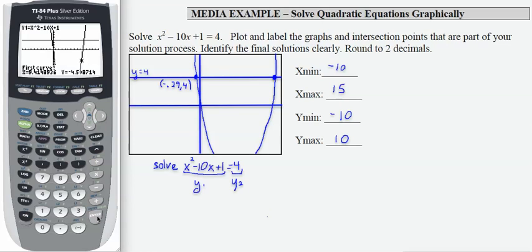I can hit enter 3 times to generate the intersection. And if I round that to 2 decimals, I get 10.29. And then 4, that's my ordered pair for the second intersection. Therefore, my solutions are x equals -0.29 and 10.29. Those are the 2 values for x that satisfy the original equation.